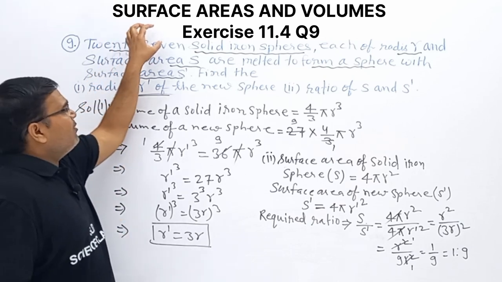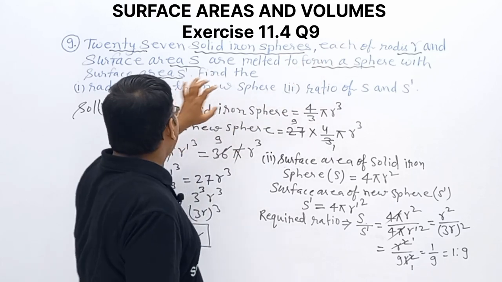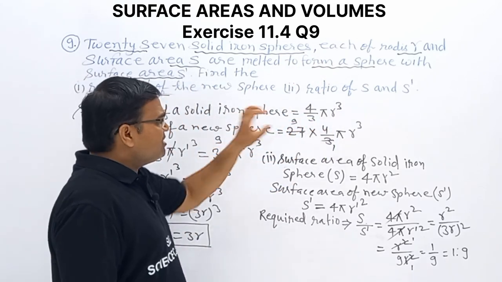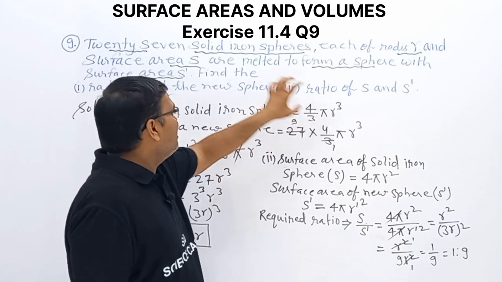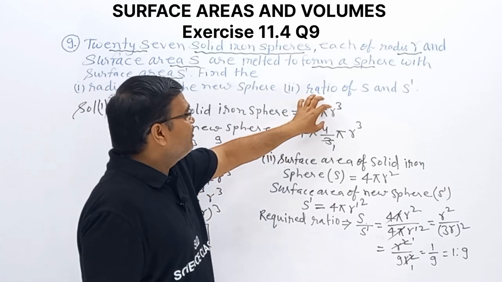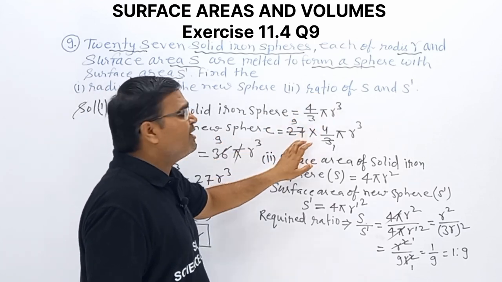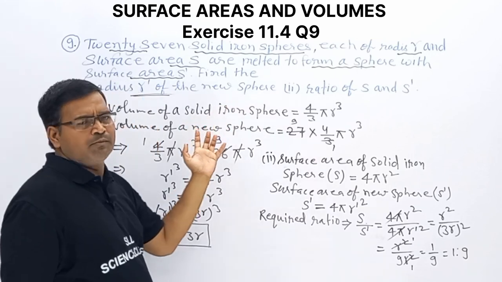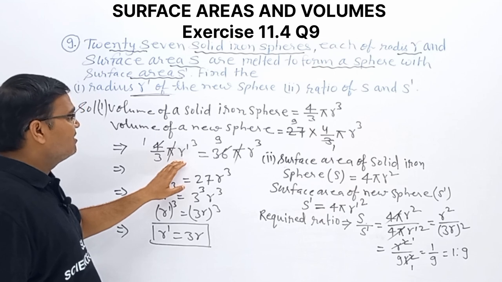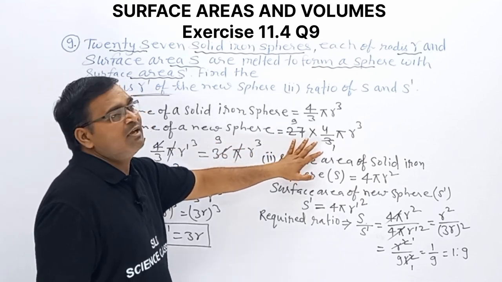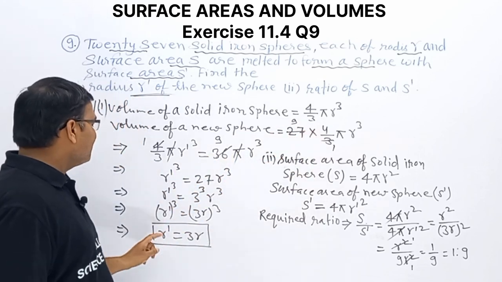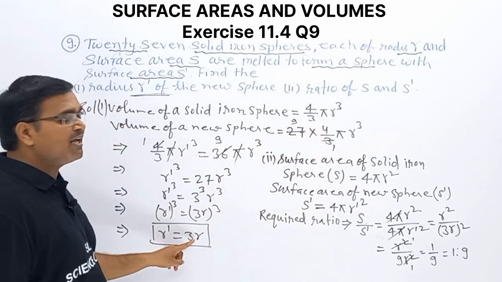We have 27 solid iron spheres. The volume of a solid iron sphere is 4 upon 3 pi r cube. This is the volume of one solid iron sphere. We have 27, so when one sphere's volume is multiplied by 27, we get the new sphere's volume. The new sphere's radius is r dash, and solving, the radius of the new sphere will be 3 times r.